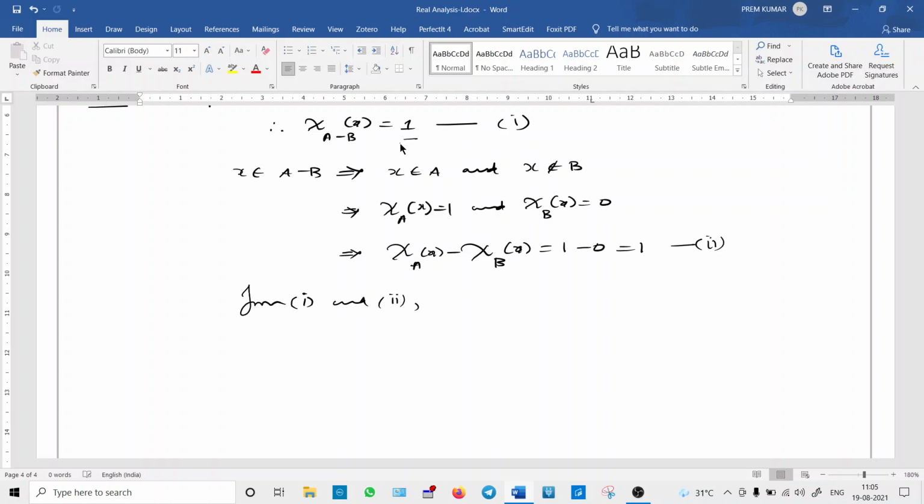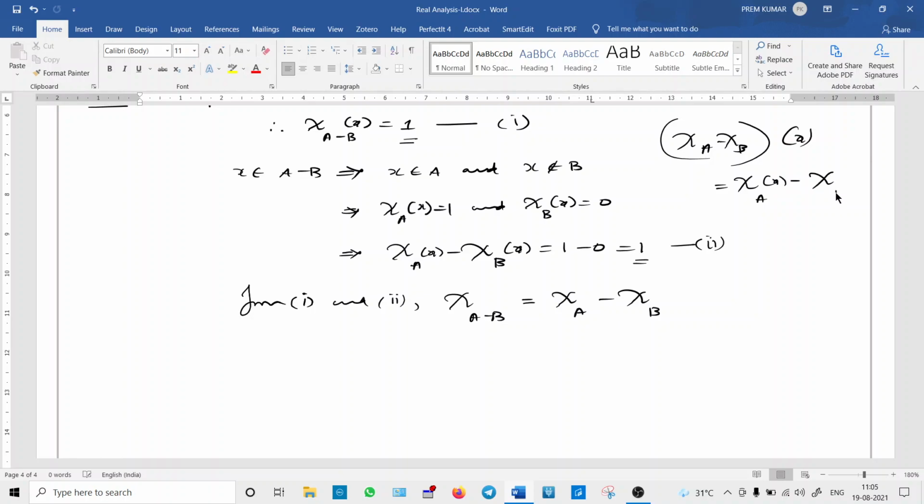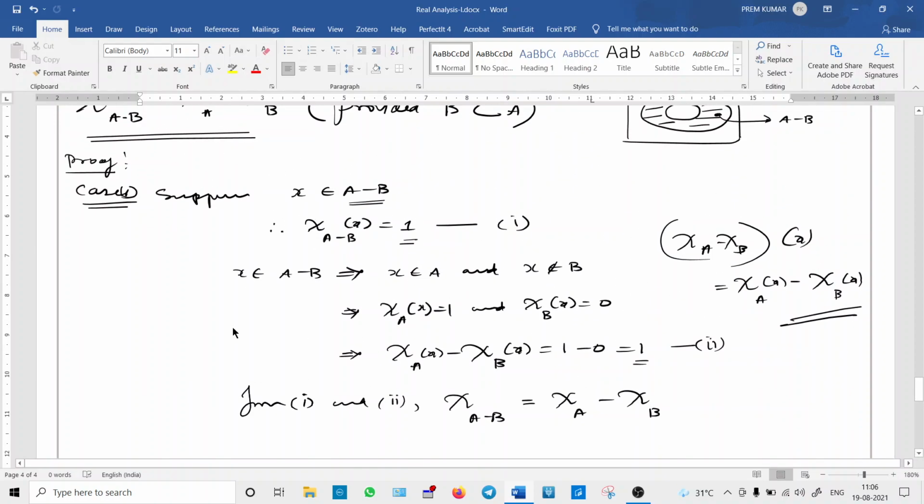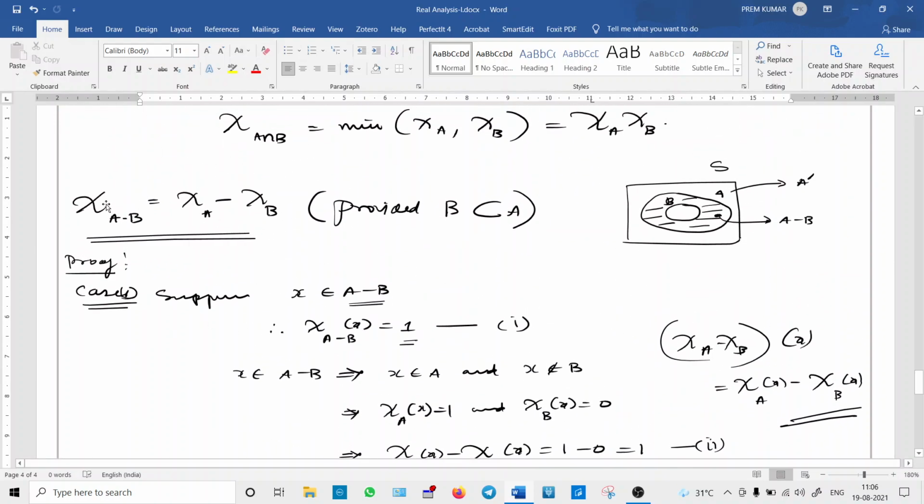see both of them, the right hand side is 1. Therefore, in general for all values of X, chi A minus B equals chi A of X minus chi B of X. This is a function. The difference of two functions I define. What is the difference of two functions? That is nothing but chi A of X minus chi B of X, because both of them are real valued functions. So that is why in general we can write like this. Okay, this is case 1. In case 1, the result is satisfied.